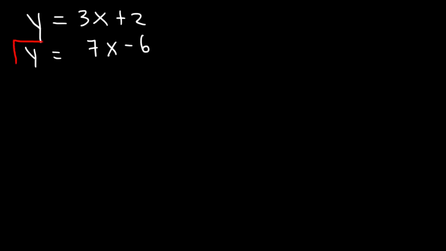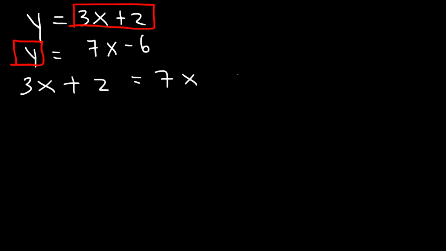Now, what about this example? Let's say y is equal to 3x plus 2, and also y is equal to 7x minus 6. How can we use substitution to solve for x and y? Well, we can replace this y with 3x plus 2 because y equals 3x plus 2. So 3x plus 2 is therefore equal to 7x minus 6.